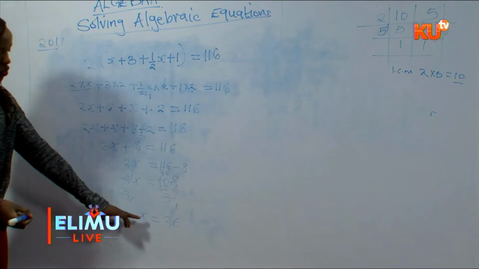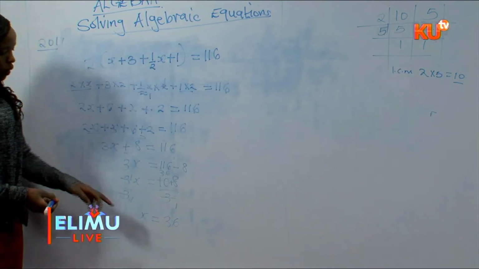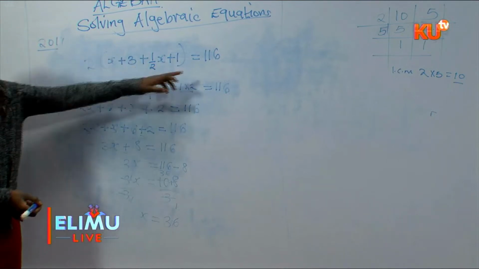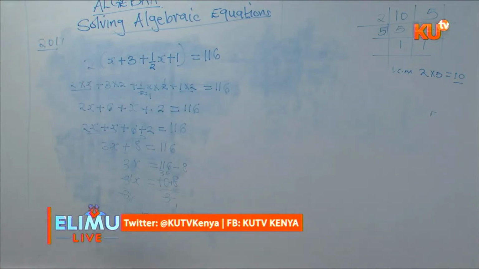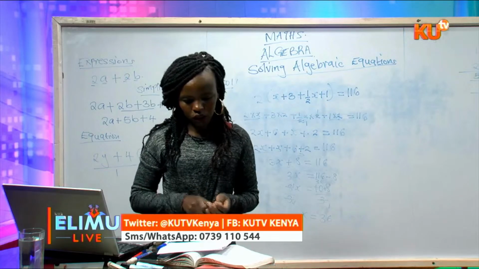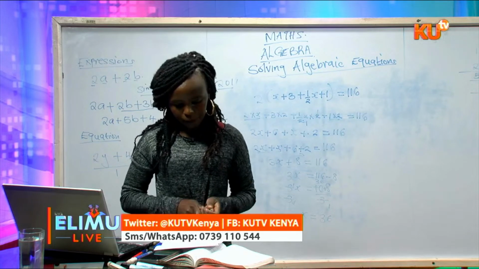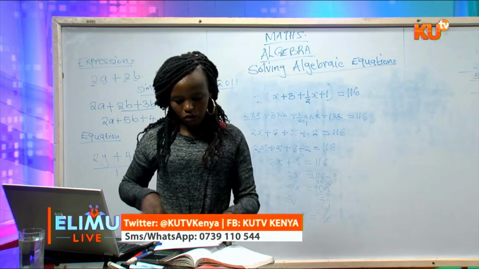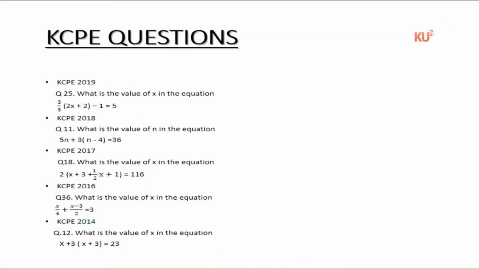So if you substitute x here, you should get 36. And using 36 on this side, you're supposed to get 116. So that was question number 18 for 2017. So we are going to look at the last example, that is KCP 2016. KCP 2016 is going to be our last example.